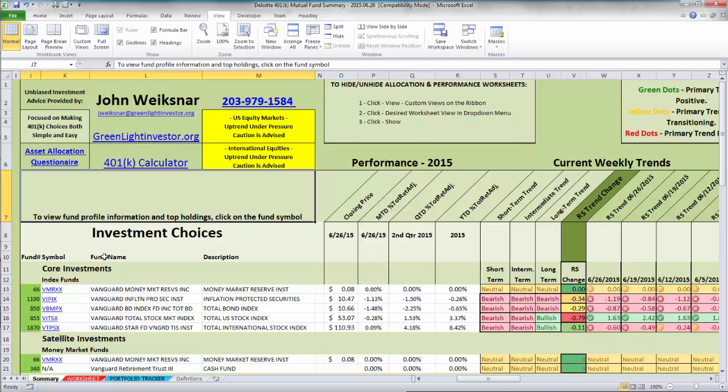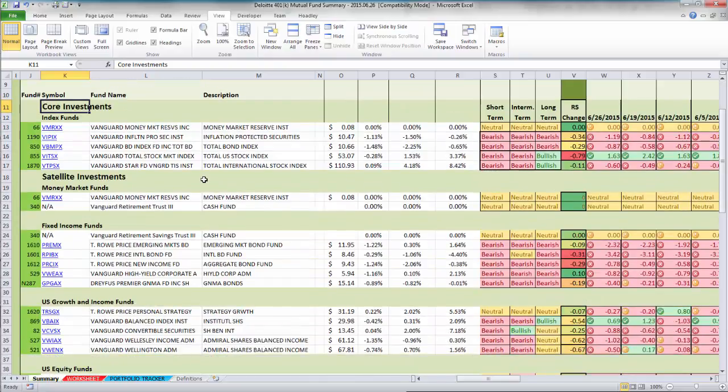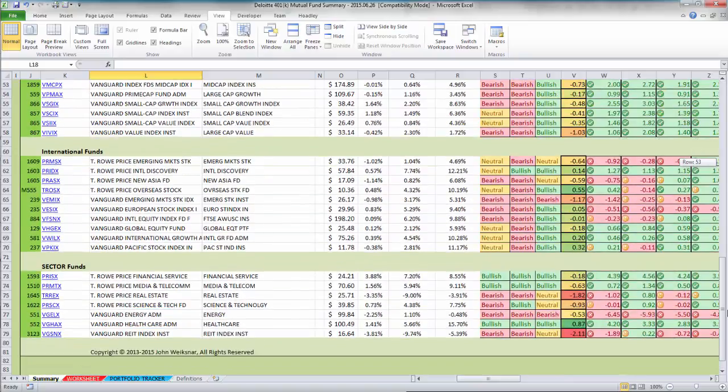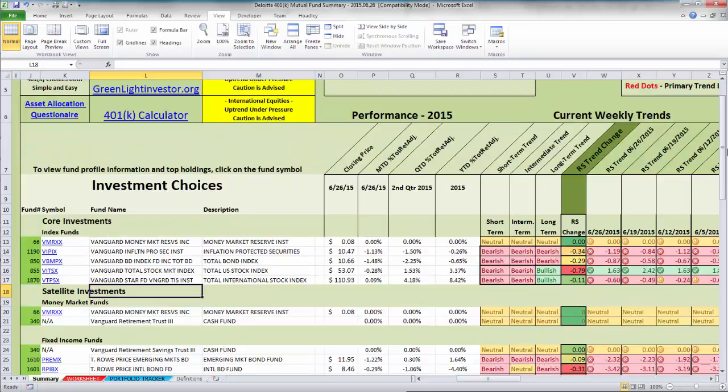Let's go right into this and see how it's set up. We use the investment choices as the left side of the worksheet. And we have the fund number, the symbol, the fund name, and the description of each fund on the left side. At the top of the worksheet, we start out with the core investments. Those are the index funds that are available to you. Then we go into the supplemental or satellite investments, starting with the money market, fixed income, U.S. growth and income, U.S. equities, international funds, and the sector funds are at the bottom. They're arranged such that the more aggressive funds are towards the bottom and the more conservative funds are towards the top of the spreadsheet.